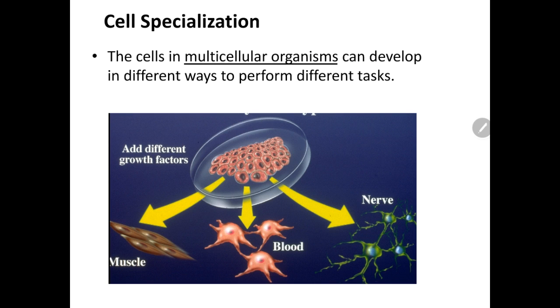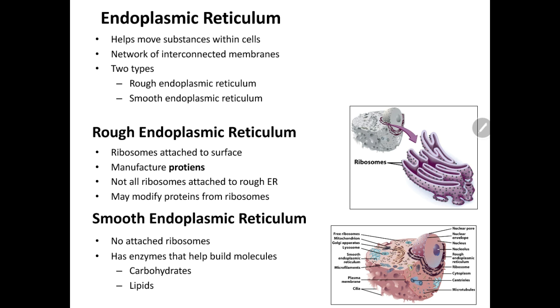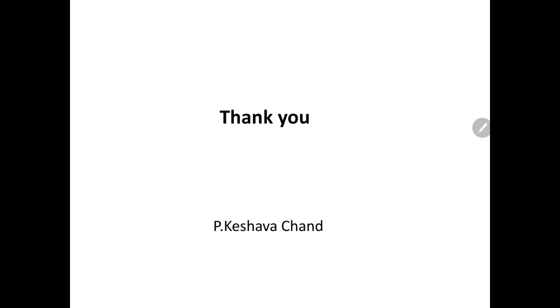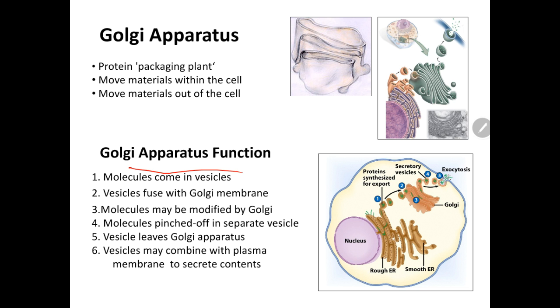Cell specialization. There are three main types of cells. This is the nerve cell, blood cell, and muscle cells. And this is the Golgi apparatus function.